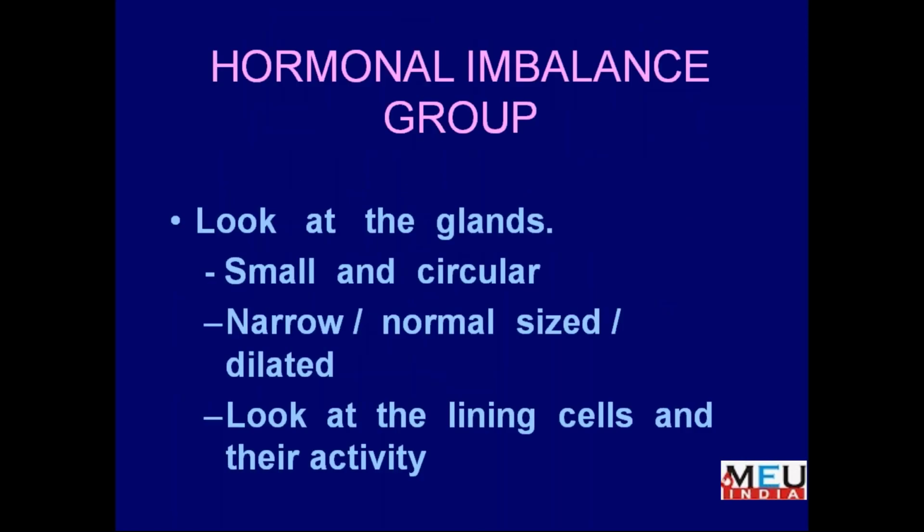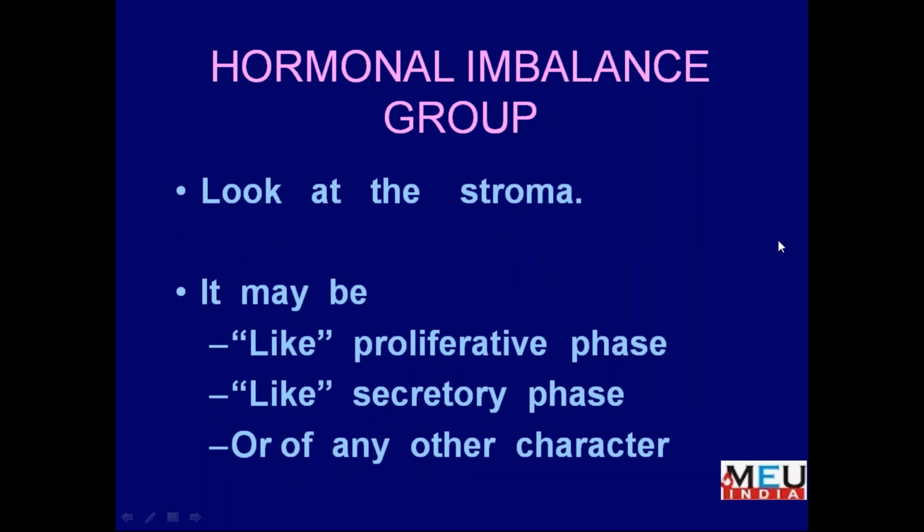Look at the glands. They could be small and circular, narrow, normal sized, or dilated, and look at their lining cells and their activity. After looking at the glands, look at the stroma. It could be like proliferative phase with a lot of mitotic figures and some edema, or like secretory phase with compact edema, or depending upon which phase there is some formation of decidualization or any other character.